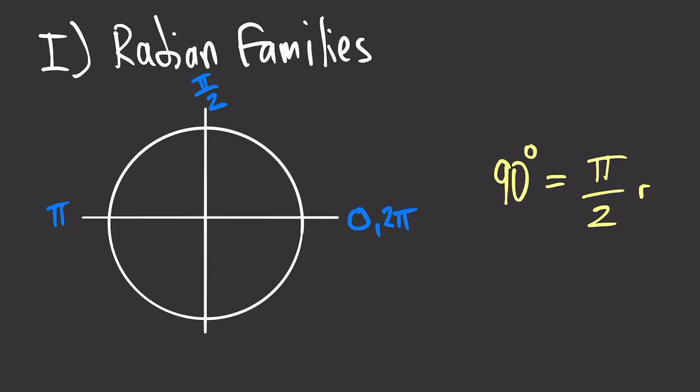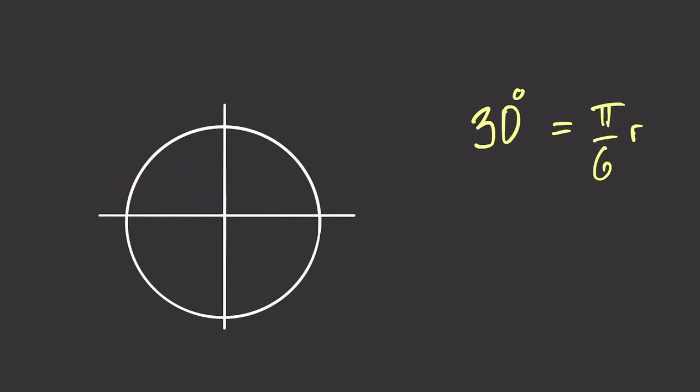On the bottom half now, we go pi plus pi over 2. So that's 1.5 or 3 pi over 2 radians. So there's our quadrantals, all right, our 90-degree family or our pi over 2 family. Moving on now to 30 degrees. So 30 degrees in the first quadrant, approximately right there, we're going to call that pi over 6.